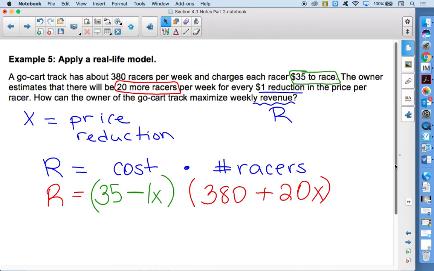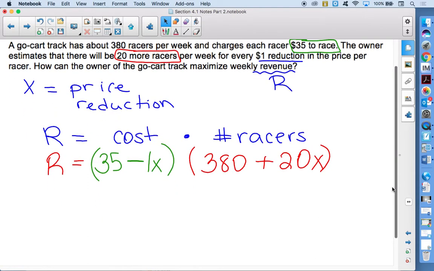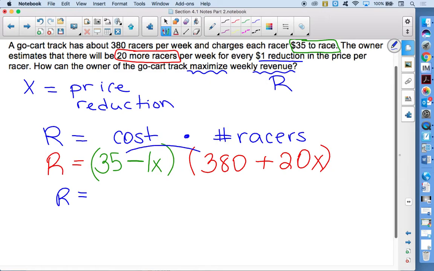So now we have this formula. In order to find the most amount, or the maximum value, we have to think about finding the vertex. Well, I can't get a vertex until I have something that would be in standard form. So we're going to first FOIL this to get it into standard form. So foiling, your favorite thing to do.